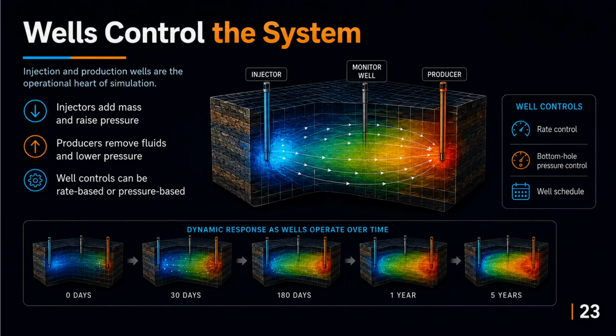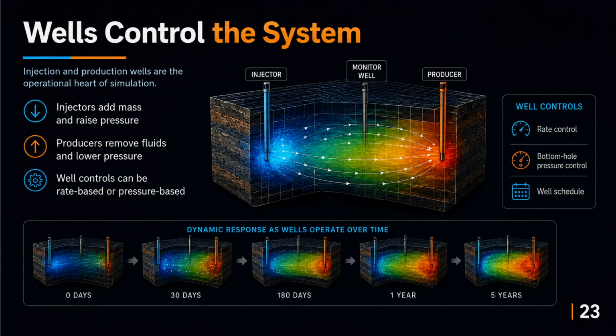A very important practical point is that well controls can switch. For example, a CO₂ injector may start with a target injection rate. If pressure reaches a maximum bottom hole pressure limit, the simulator automatically reduces the rate. This behavior is realistic because field operations are constrained by safety and equipment. Therefore, when interpreting output curves, always check whether a well stayed on rate control or switched to pressure control.